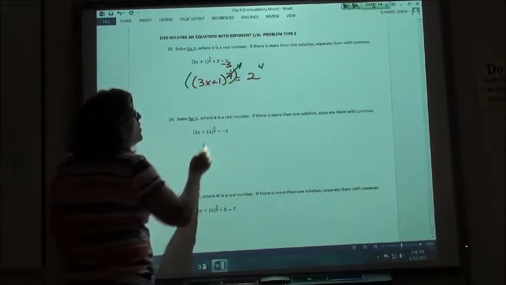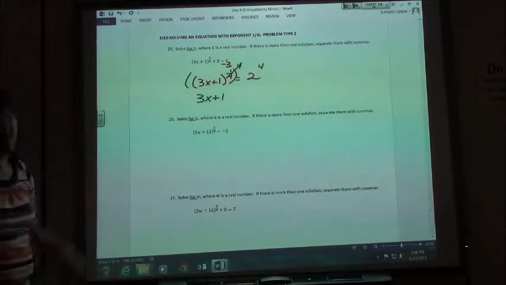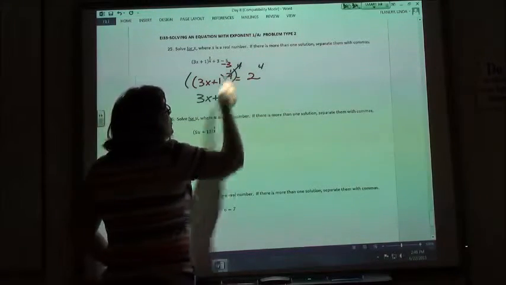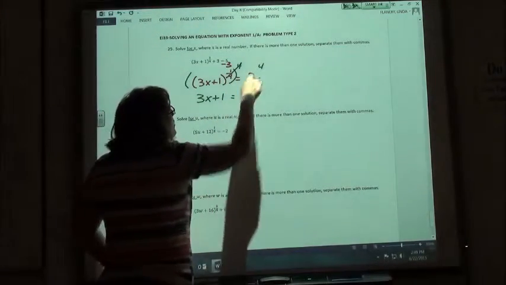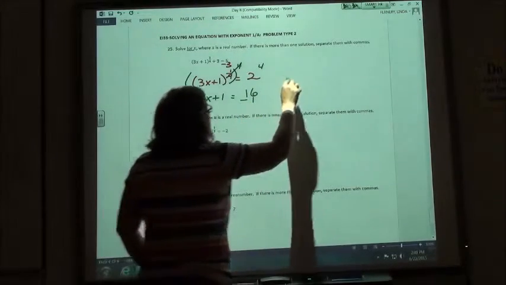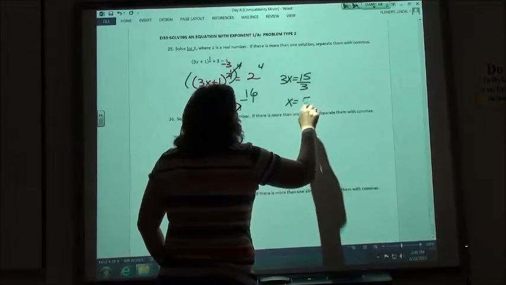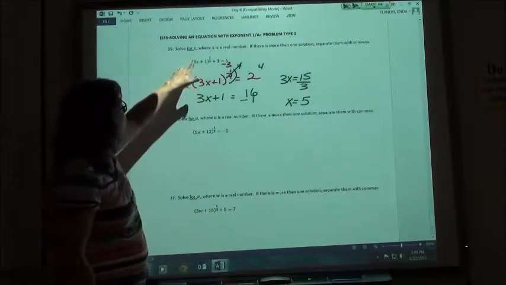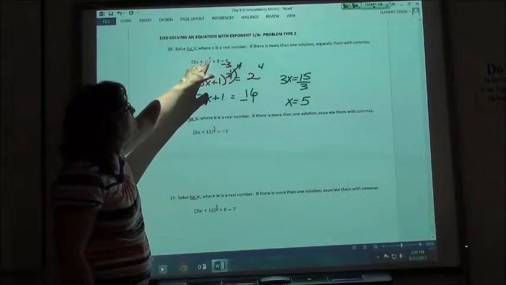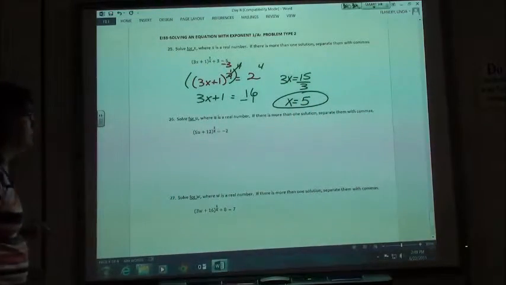1/4 times 4 just gives us that 3x plus 1. So it works the same way we did when we had the radical, since we have that unit fraction there. But what you're really doing is multiplying by the reciprocal. 2 to the 4th power is 16. So I'm going to subtract my 1. 3x equals 15 and divide, x equals 5. So 15 plus 1 is 16. The 4th root of 16 is 2, and 2 plus 3 is 5. Yes, that checks out.